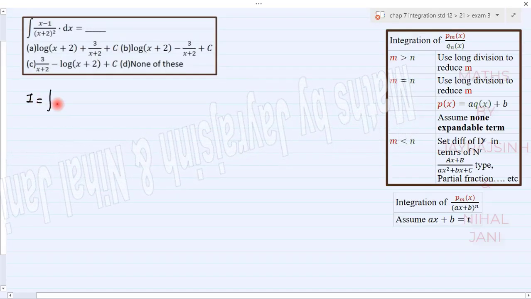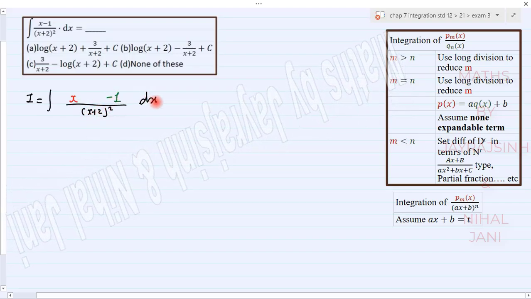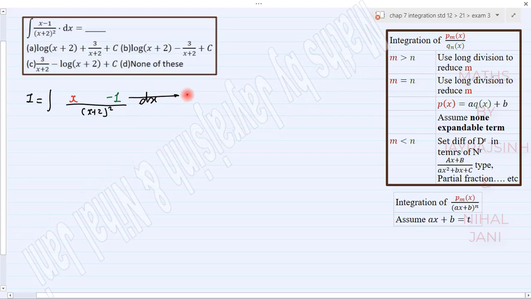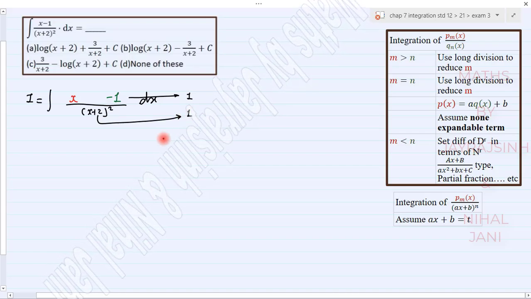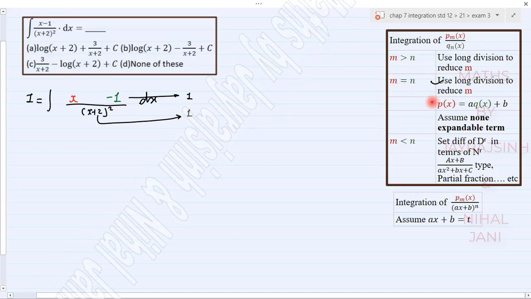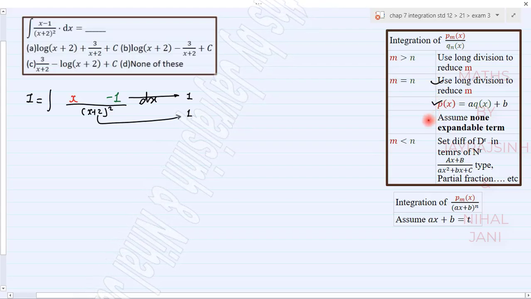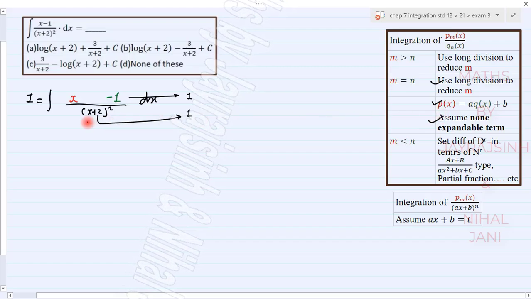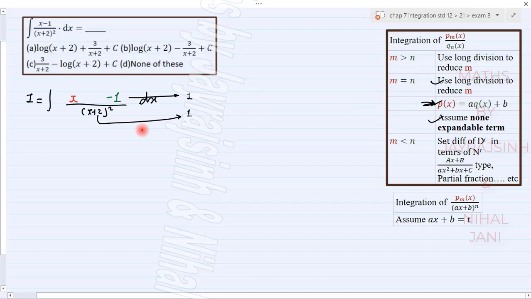In this question, we have to integrate (x minus 1) upon (x plus 2) the whole square. We have two polynomials. The order of the first polynomial is 1 and the order of the second polynomial is also 1. So we can use long division, or we will try to get the denominator in terms of the numerator, or we can assume the non-expandable term x plus 2 is equal to t. In this question, I will select the second option.